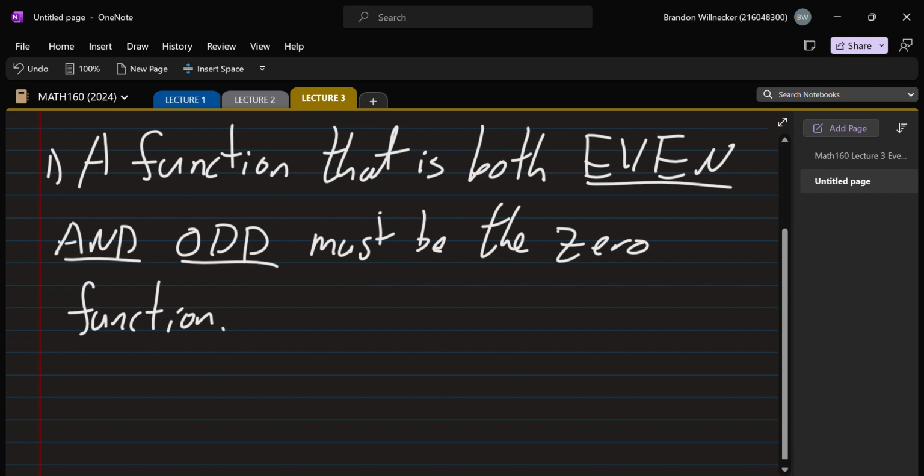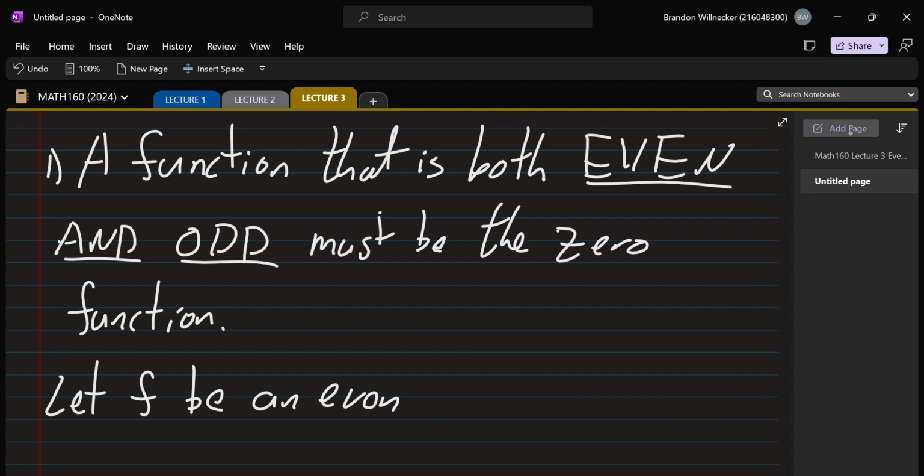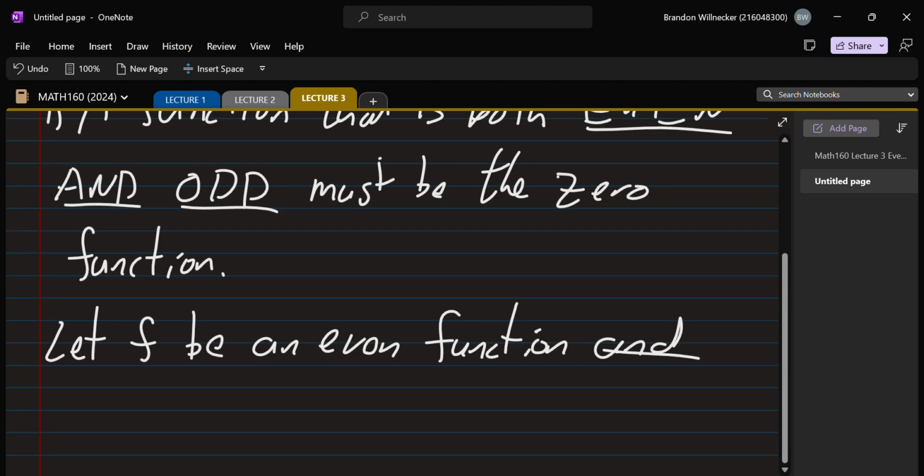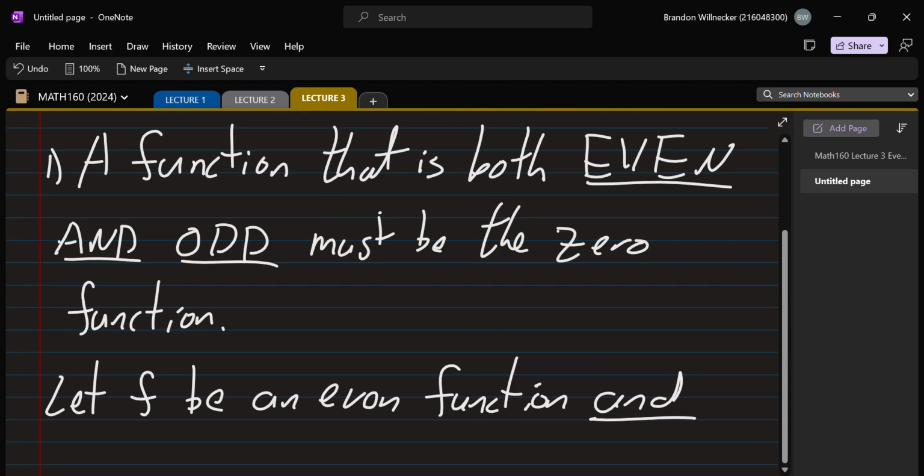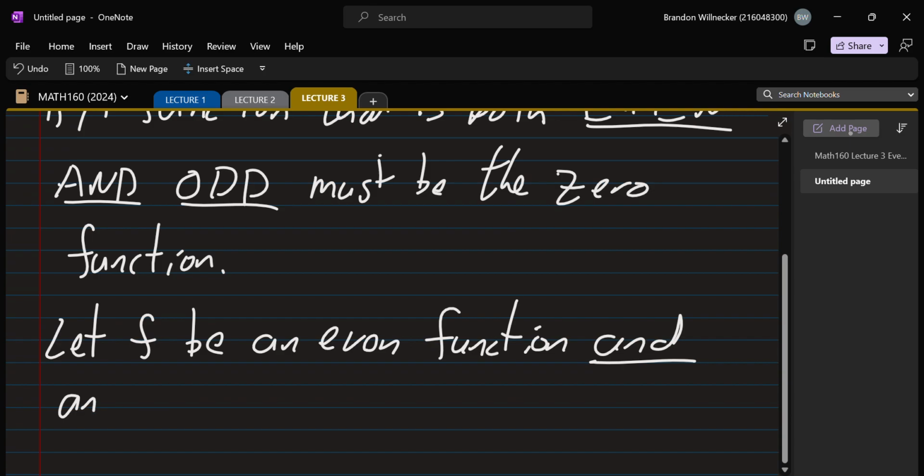So let's start. Okay, so the function is even. We know what it means to be even. So let f be an even function and an odd function. Sorry, that's underlined there, and an odd function.